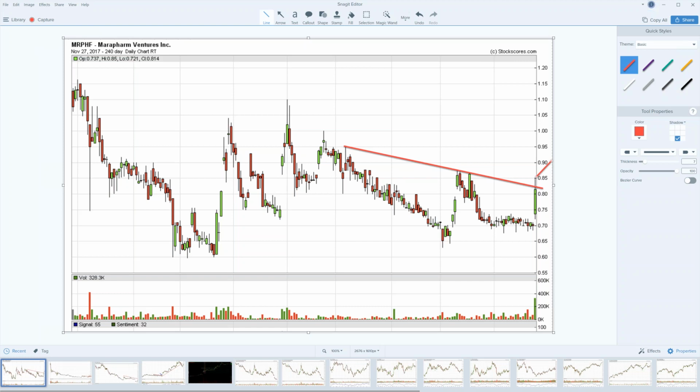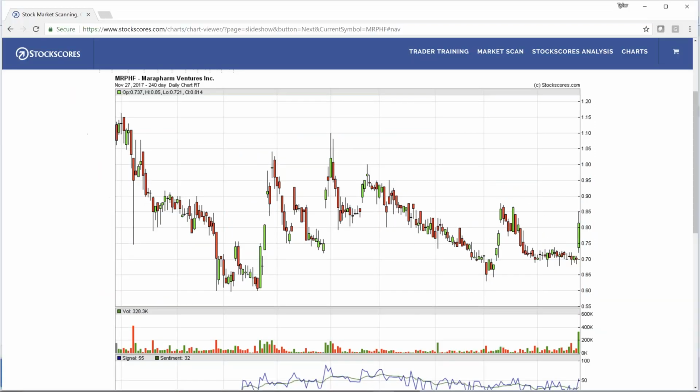And that tells me that the buyers didn't have the power to overcome the pessimism. So this one doesn't quite cut it. I think it's worth watching because it did have abnormal volume and it did have abnormal price action, so something's going on, but maybe it's just going to pull back from here and not make it above that trend line. Let's keep looking.